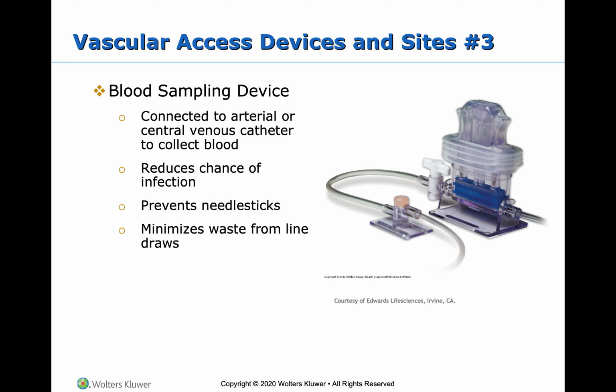So not only does this reduce the chance of infection, as we're not opening that IV up, or that tubing, up to the atmosphere, bacteria, all that stuff. It also prevents needle sticks. We don't have to poke them. It also minimizes waste from line draws. So if a patient has extremely low hemoglobin and can't really afford to lose a 10 cc syringe of blood, this actually puts that 10 cc's right back into their body after we draw what we need for our blood draw. This is a really confusing device.